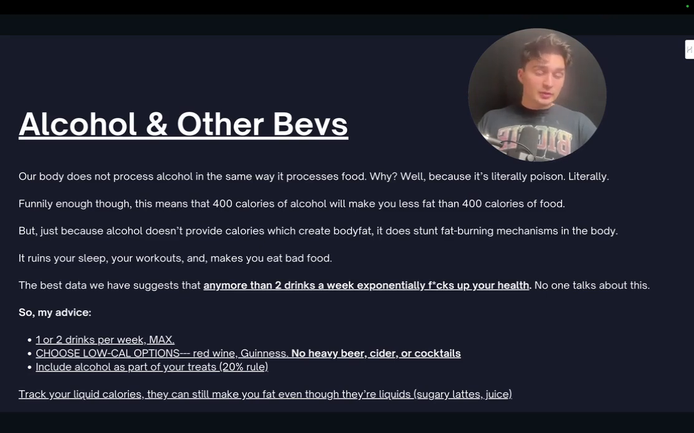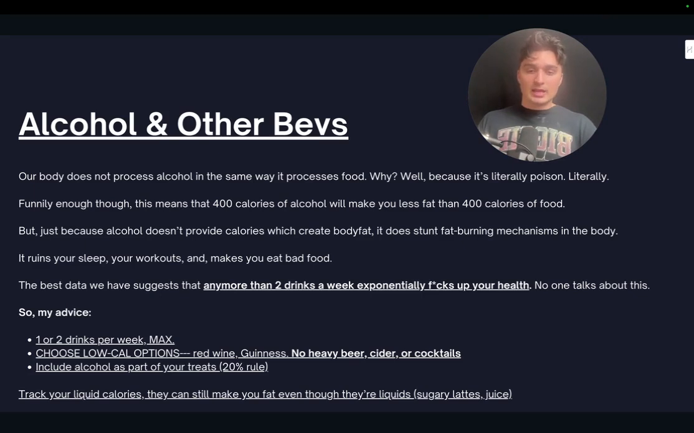If you're a drinker, choose low-calorie options like red wine, Guinness, hard liquor. No heavy beer, no cider, no cocktails. Those are all sugary and high-calorie. If you are a drinker, stick to the low-calorie options. And make sure to include alcohol as part of your treats, as part of your 20% treat allotment of your diet. Remember what we talked about?